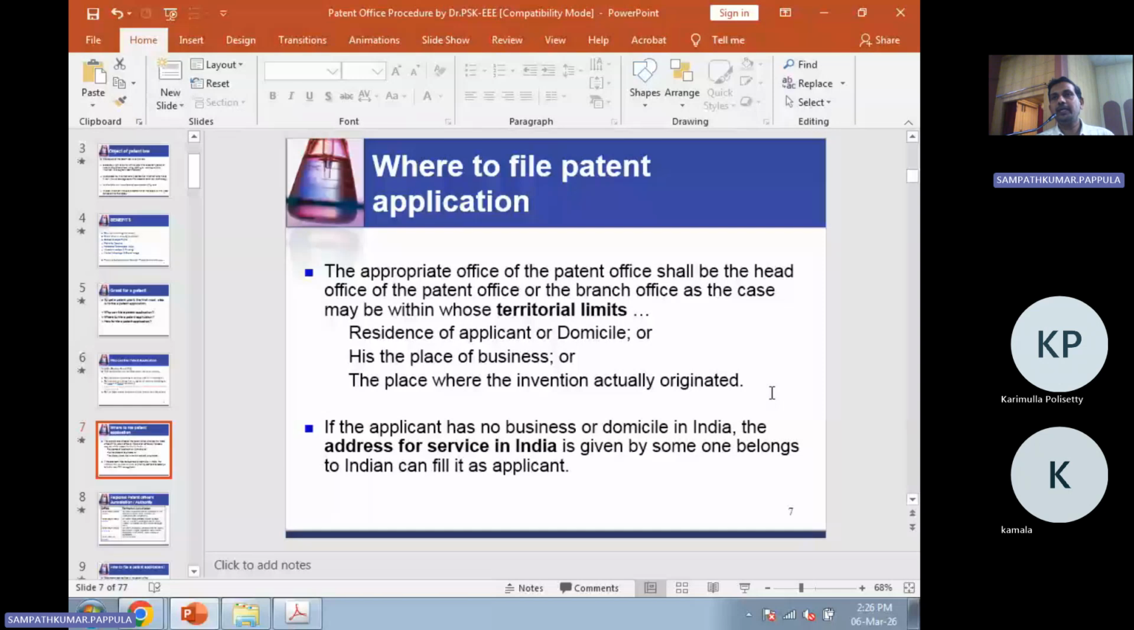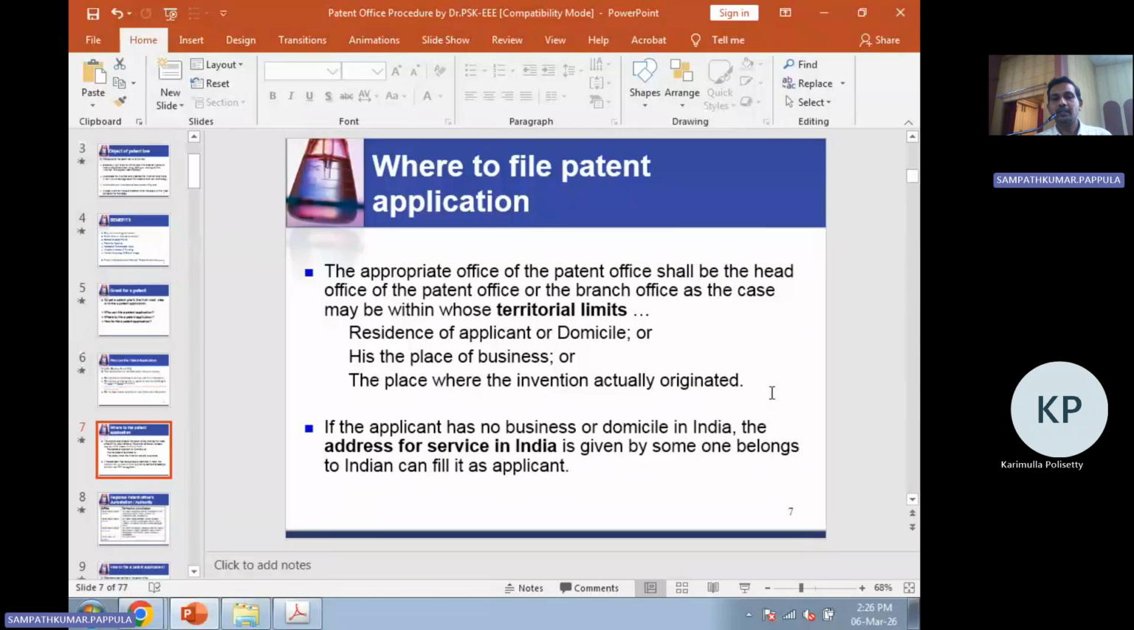So where to file the patent application? Second, the appropriate office shall be the head office of the patent office or the branch office, as the case may be, within whose territorial limits the residence of the applicant, or domicile, or his place of business lies. In India, we can apply for the patent at patent offices, or we can send it by post, or we can apply online also by sitting in your place.